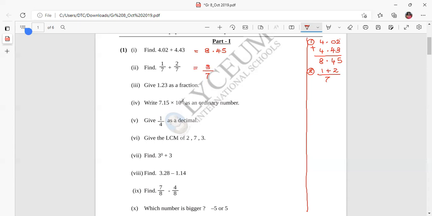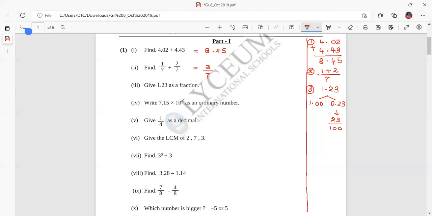Then we'll move to question number 3. We have a decimal value and we want to write it as a fraction, right? Now, question number 3, the 1.23 that you have. First you have 1 and then you have 0.23, right? How can you write 0.23 as a fraction, children? You have two decimal places. It is 23 over 100, right? It is 23 over 100.